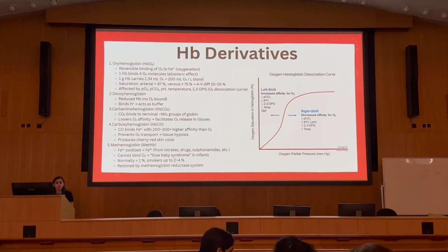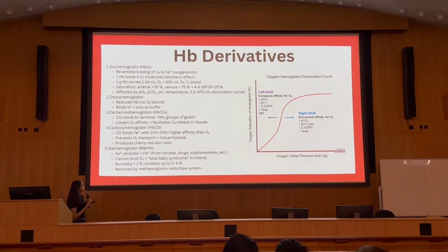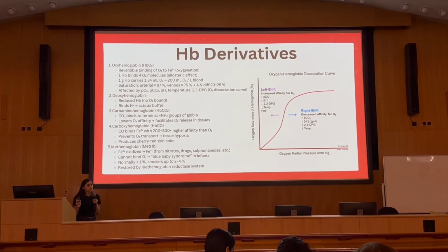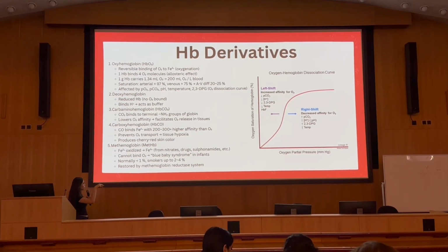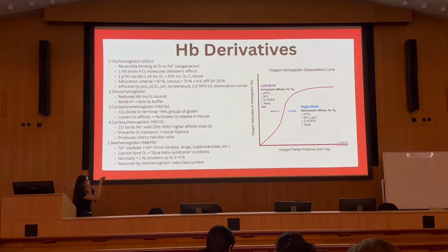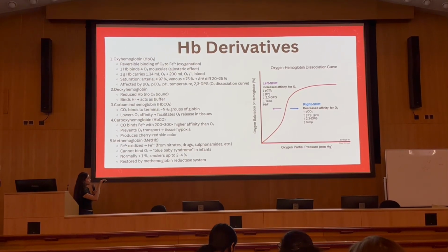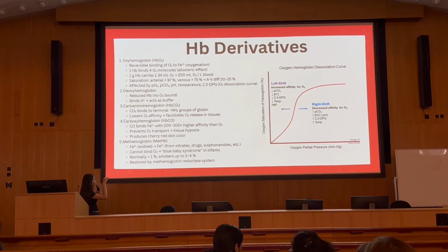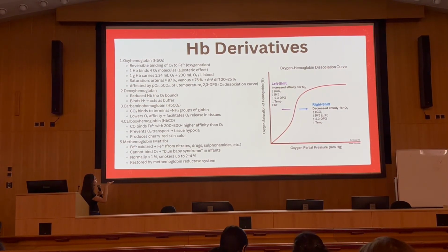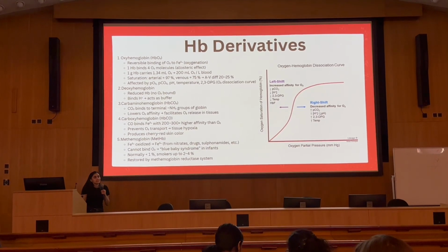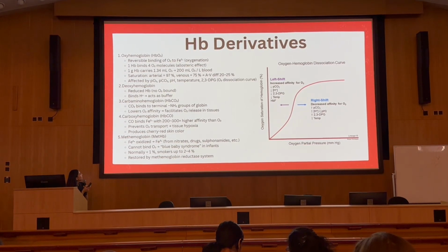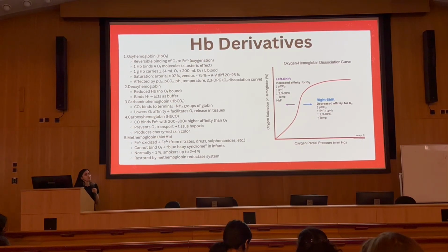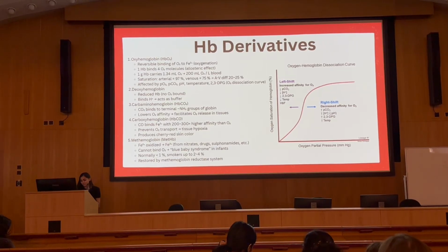Then methemoglobin. Methemoglobin is the same thing that I told you guys about, methemoglobin reductase. So when Fe2+ converts to Fe3+, here we need the enzyme methemoglobin reductase. But if it's not present and your RBC stay in the methemoglobin form till the end of time, then you get this disease called methemoglobinemia.